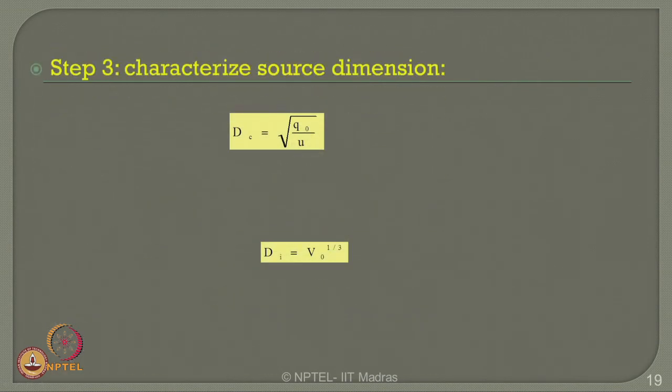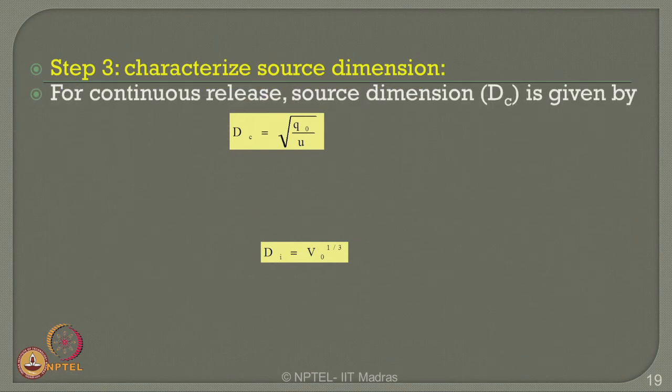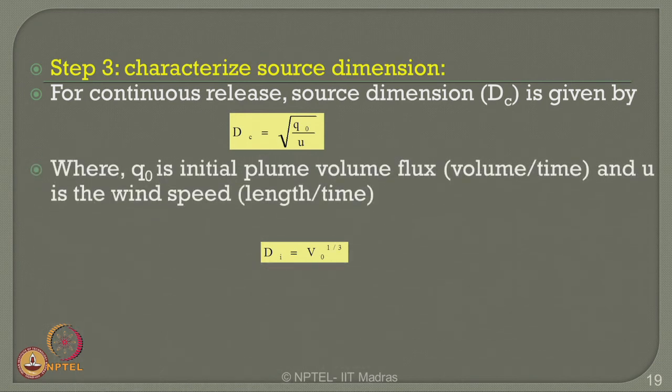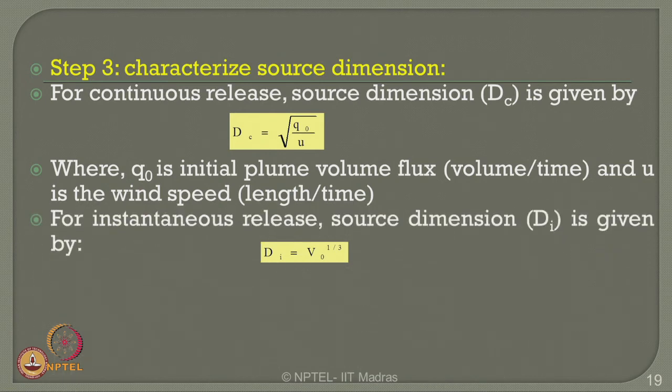In step number 3, you calculate the characterization of the source dimension. For continuous release, which is the plume release model, the characteristic source dimension Dc is given by this equation, where Q0 is the initial plume volume flux, which is given in volume per unit time, and U is the wind speed in length per time. For instantaneous release models like the puff release model, the source characteristic dimension Di is given by this equation, where V0 is the initial volume to be used in the calculation.